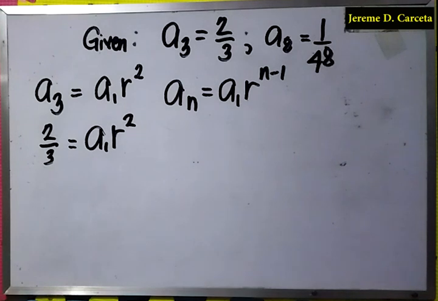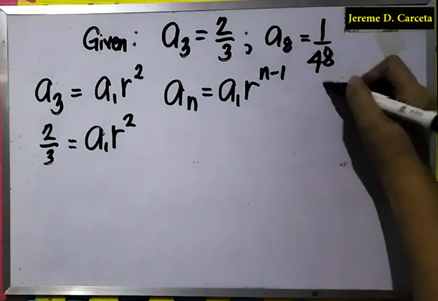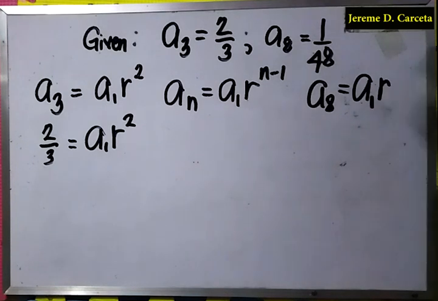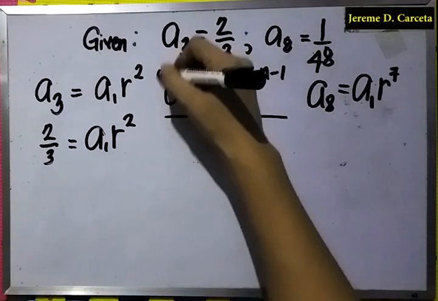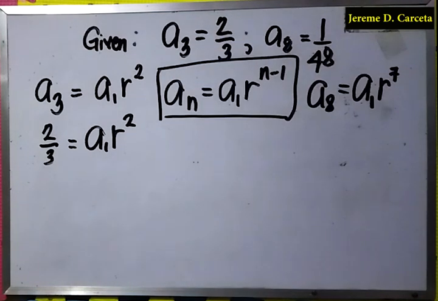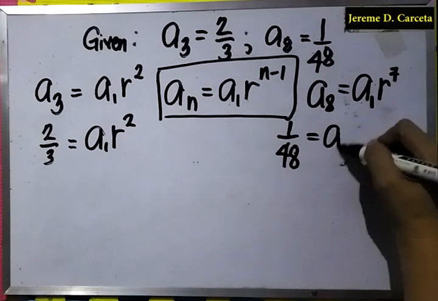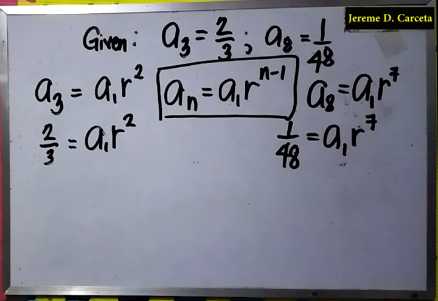Let's do this with a sub 8. We have a sub 8 is equal to a sub 1 times r raised to 8 minus 1, which becomes 7. Then we have already the value of a sub 8. We substitute again: 1/48 is equal to a sub 1 times r raised to 7. So these are now considered equations. We have to solve these two equations simultaneously for a sub 1 and r.